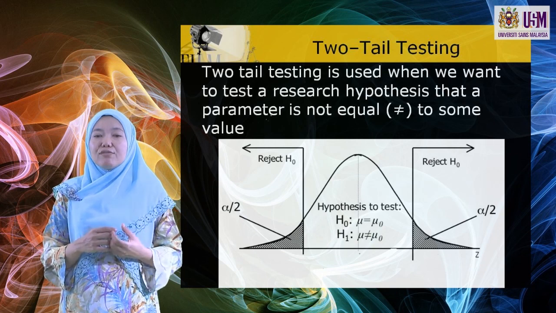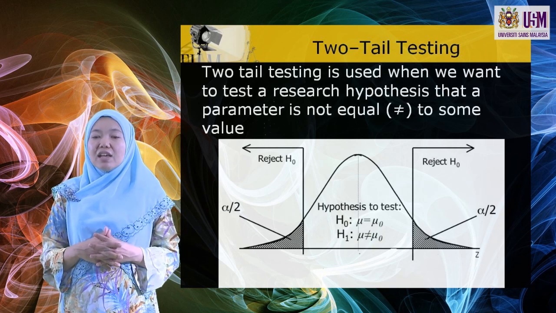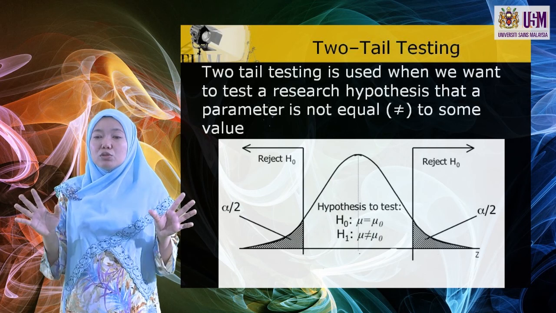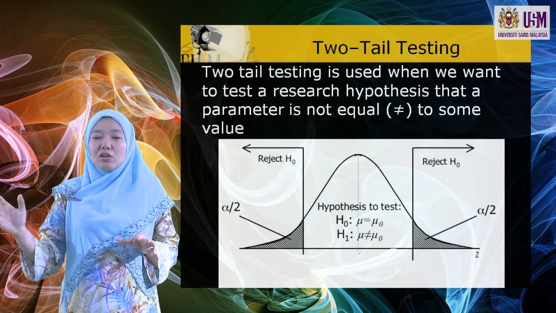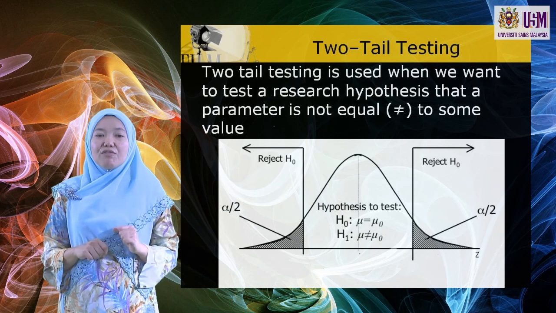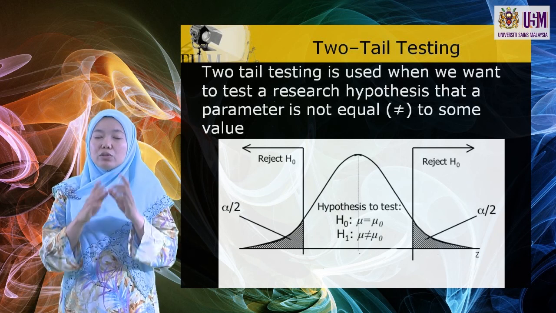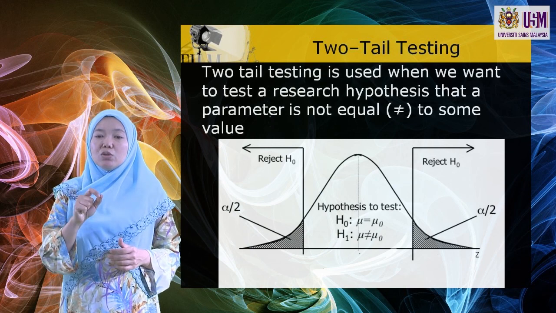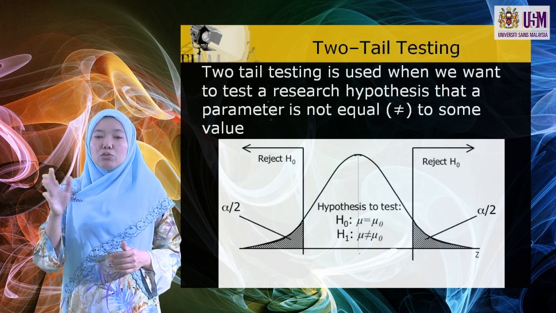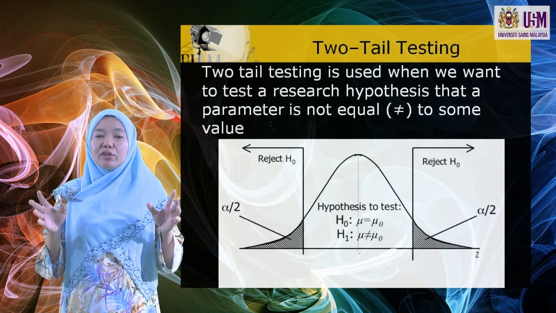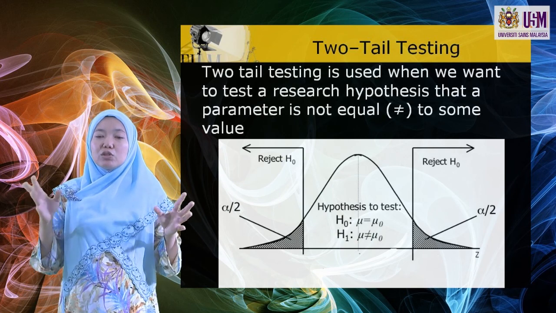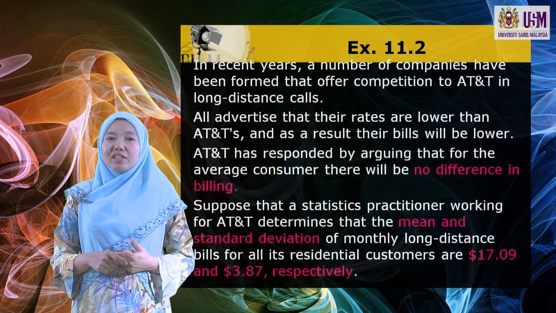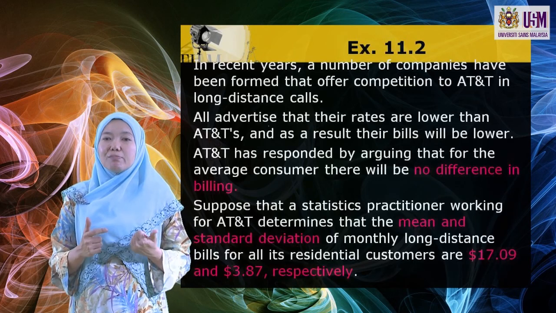So if you are given a 5% level of significance, that 5% rejection area, you need to divide or split into two. Half of it is on the right-hand side, the other half is on the left-hand side. So look at your null hypothesis there. Your null hypothesis is mu does not equal to mu whatever. So you have your shaded area falling on the two tails, right-hand side and left-hand side. I'm going to discuss these two tails in terms of example 11.2.